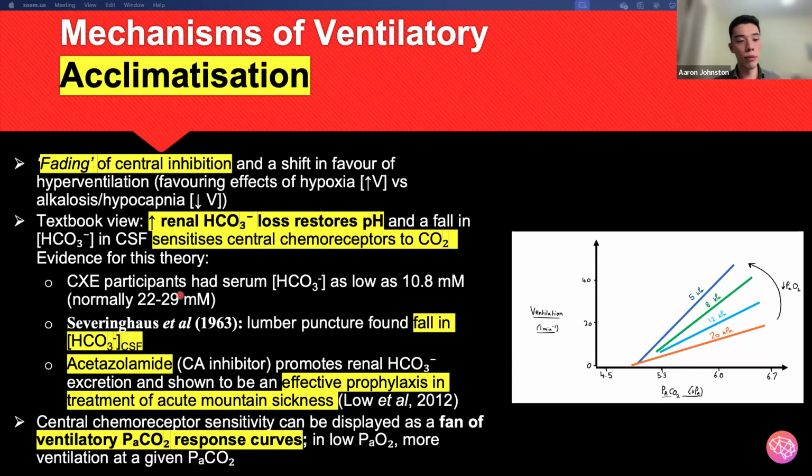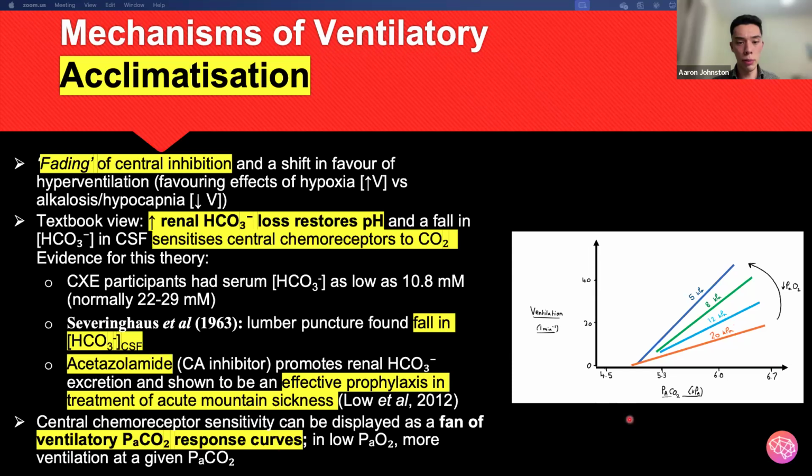Earlier evidence measured the CSF content of bicarbonate. Remember that the CSF is more relevant for the central chemoreceptors, and they found that it fell in that period, and they sampled it using lumbar puncture. Also, perhaps more indirectly, acetazolamide, which is a carbonic anhydrase inhibitor, will increase renal loss of bicarbonate. This has been shown to be an effective prophylaxis in the treatment of acute mountain sickness, further indicating that it might help with those beneficial ventilatory acclimatization responses.